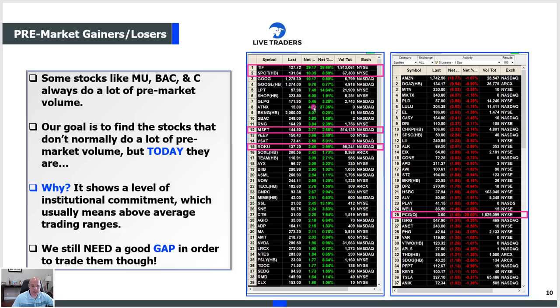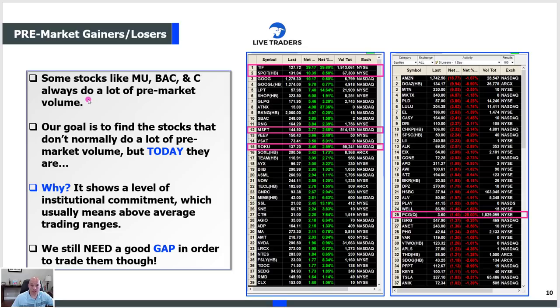What you have here, guys, all right, I think this is a couple months back, but nonetheless, this is a pre-market dollar gainers and dollar losers list. On the right, this is a dollar losers list pre-market. Now you'll notice a lot of the stocks in here do crap for volume in the pre-market. Here's 0 shares on ANTX. Here's 18 shares on BKNG. Here's 2 shares. I don't care about those, okay? So as it says on the left here, some stocks like Micron, Bank of America, Citigroup, they always do a lot of pre-market volume, right?